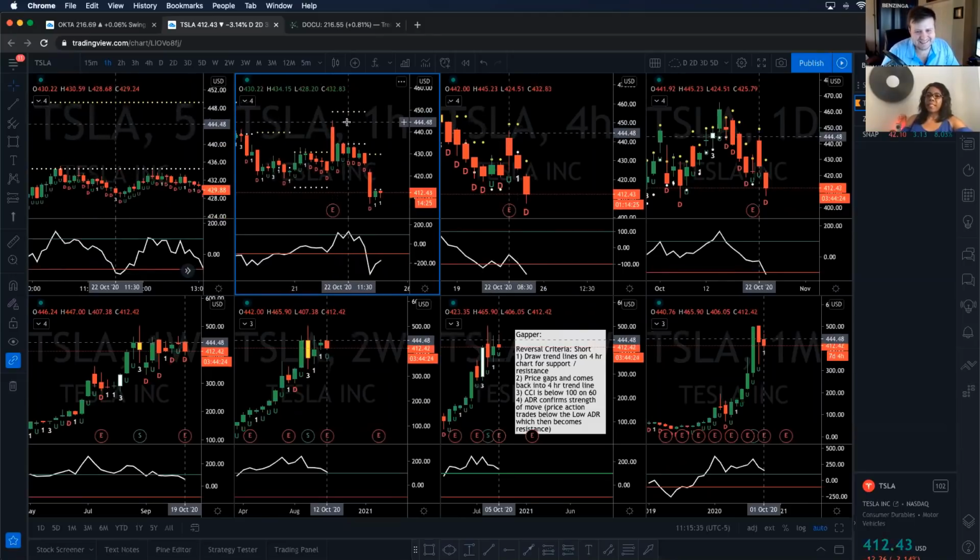So let's start with Tesla. This is a trade from yesterday. And this is a gapper. So we're going to start with gappers. I want to talk about three setups that I look for on a daily basis.